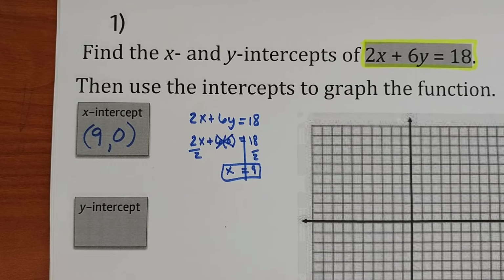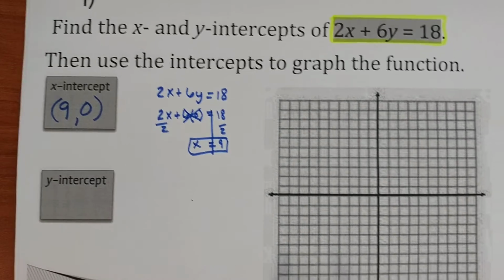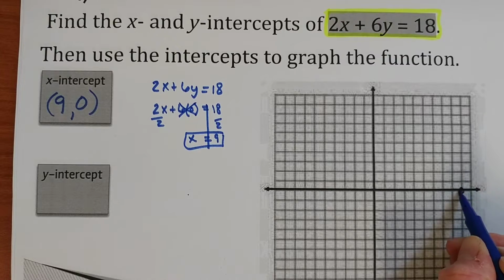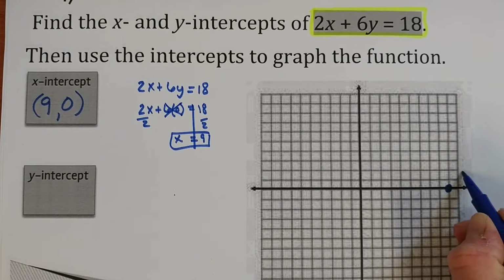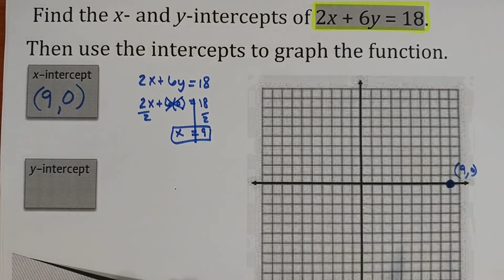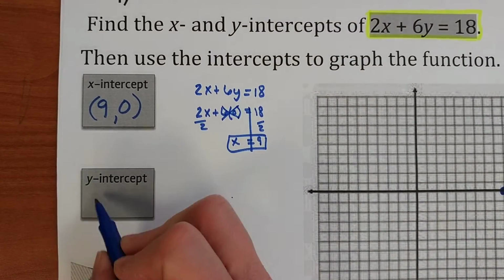That's the x-intercept. So if we go on the graph and we plot the point 9, 0, that would be all the way to the right 9, and we wouldn't go up or down. That's the point 9, 0. You don't have to put the numbers there, but that's the point. Okay, now we have to find the y-intercept.